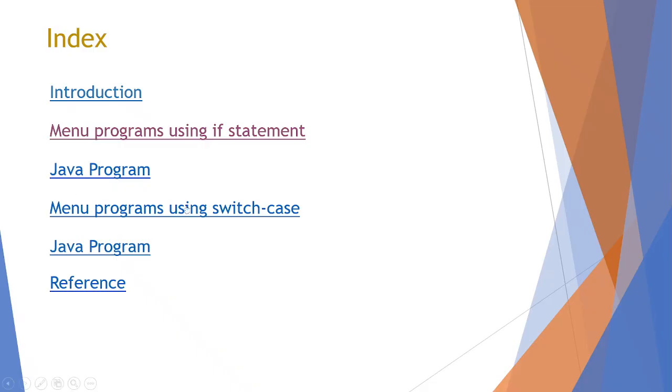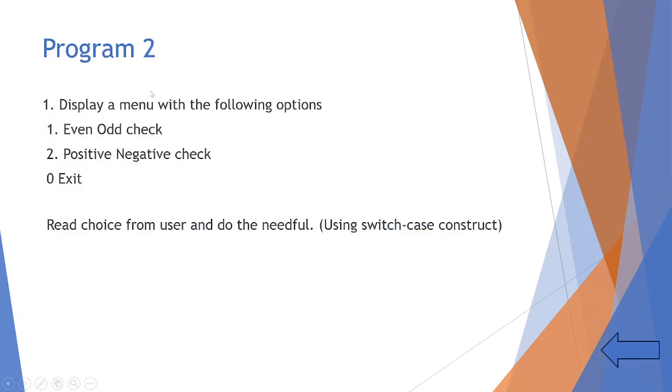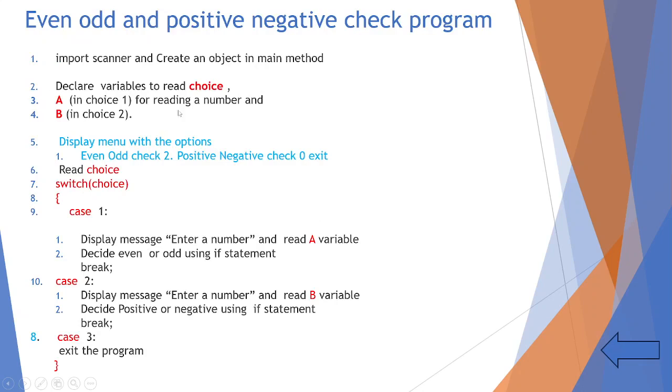Now let's see menu programs using switch case. Here is a program: display a menu with the following options: even odd check, positive negative check, exit. Read a choice from the user and do the needful using the switch case construct. So, import Scanner and create an object, declare variables to read choice, A in choice 1 for reading a number and B in choice 2. Or we can take the A variable a little above the menu and use it in both cases.